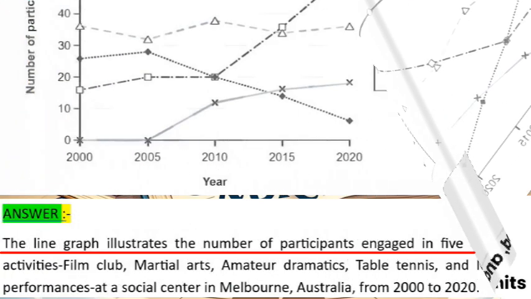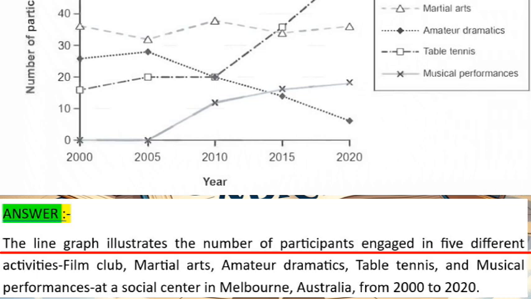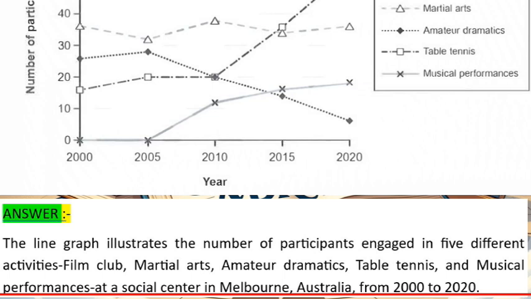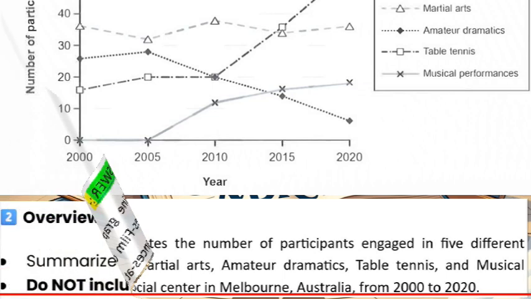Answer. The line graph illustrates the number of participants engaged in 5 different activities: film club, martial arts, amateur dramatics, table tennis, and musical performances at a social center in Melbourne, Australia from 2000 to 2020.